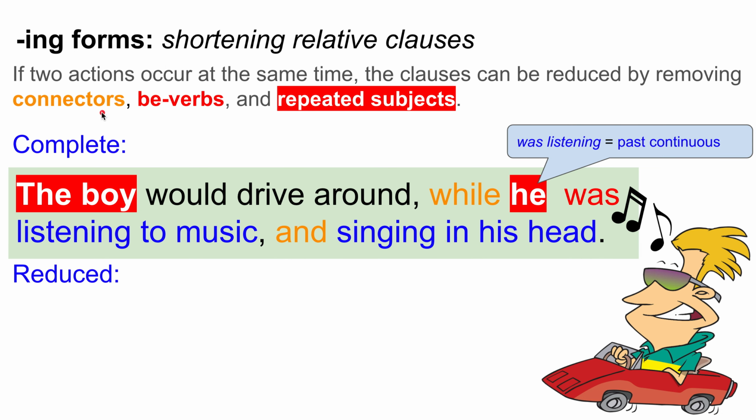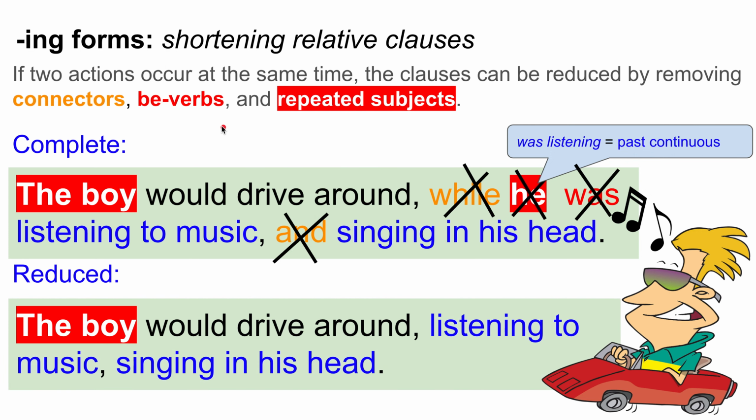How can I reduce it? The first thing I can do is delete the connectors. What is a connector? Here's the first connector, while. Next, I can delete the repeated subject. Do I have a repeated subject? Yes, he. He and the boy. They're the same subject, so I can delete he. And I have a be verb, so was can also be deleted. Okay. I have another connector, that's and. I can delete that too. And now, here's what I have left. The boy would drive around, listening to music, singing in his head. Is this sentence correct? Yes, it's perfect.